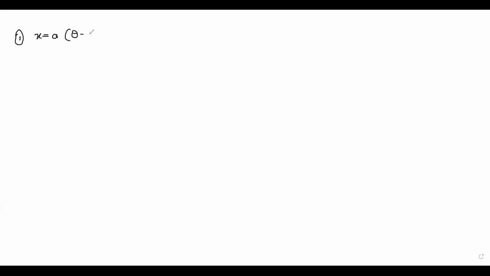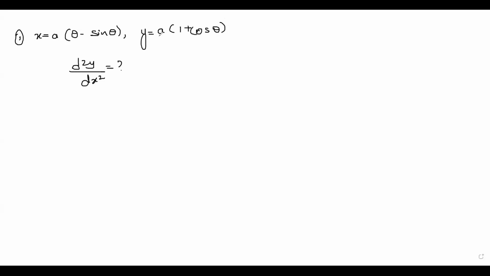x is equal to a (theta minus sine theta), y is equal to a (1 plus cos theta). Okay, so we need to find d square y by dx square here. We need to find this.